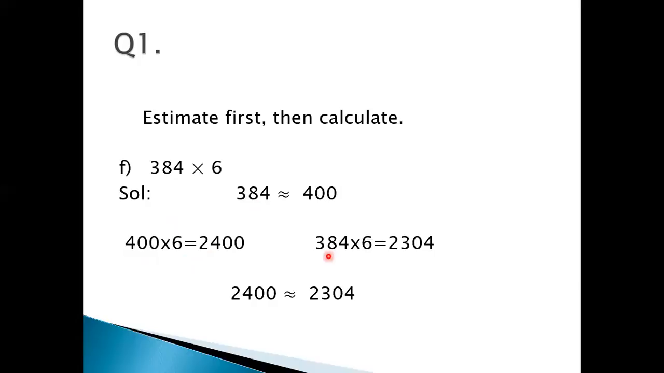Another part we have done, that 384 multiplied by 6 will be 2304. It is the exact calculation. It means in this question, in all parts, we will do two types of calculations. First we will round off the number, then we will multiply. Second, we will do the exact calculation, the exact multiplication in a simple way, as we have learned already.